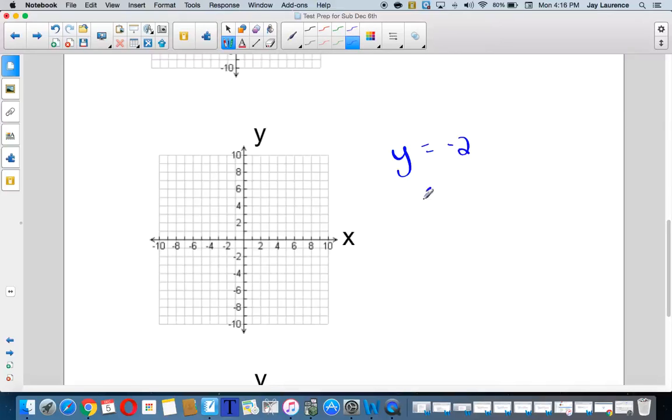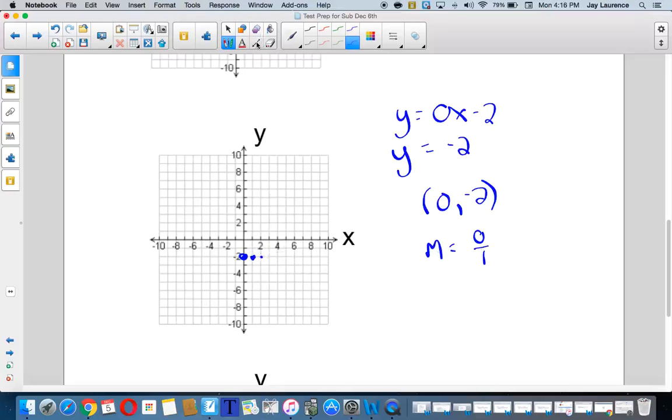All right, the y-intercept is going to be (0, negative 2). How do I know? Because there's 0 x's in the equation. It's the same thing as y equals 0x minus 2. So I need (0, negative 2) on my graph right there. My slope is easy. There's 0 x's in the equation, so it's like 0 over 1. So I'm going to rise 0, run 1. Oh, look at that.